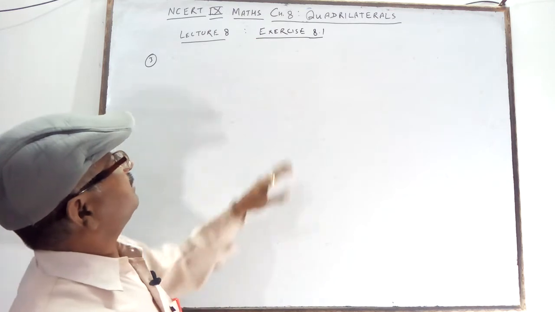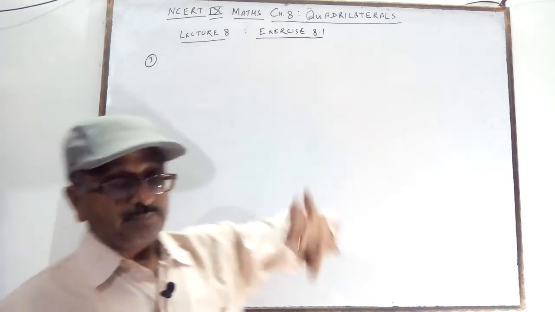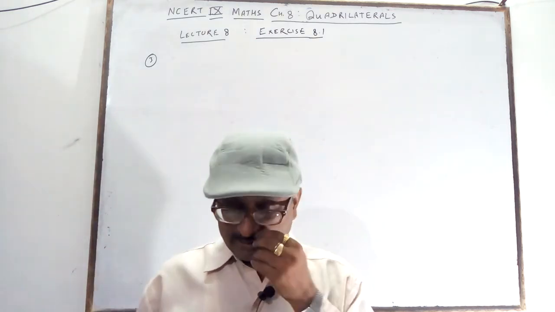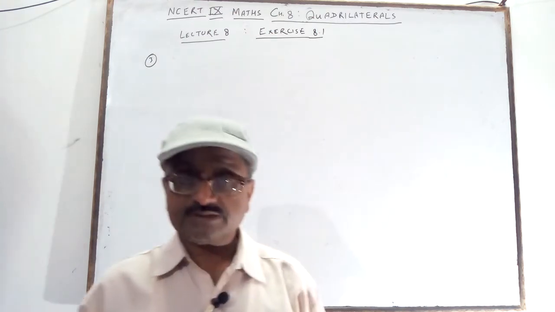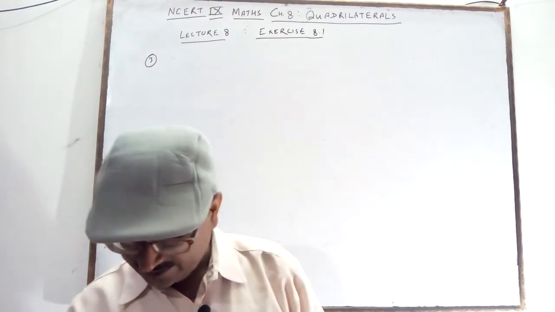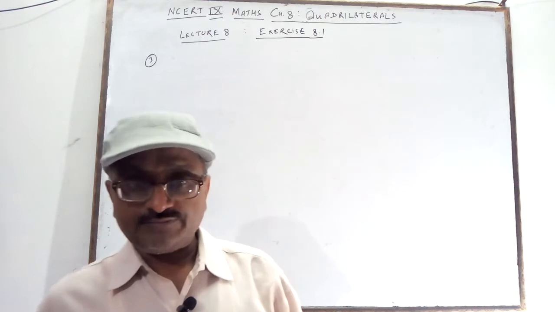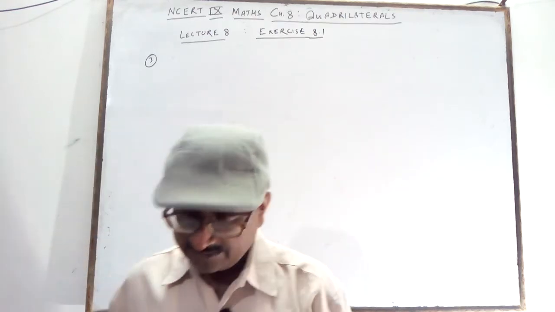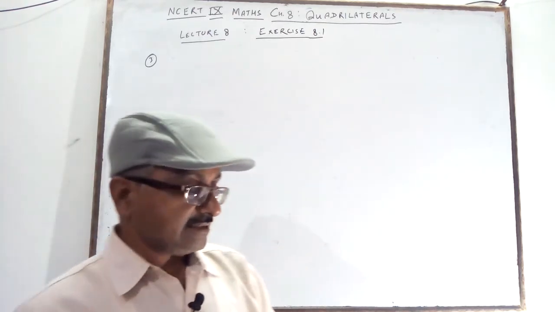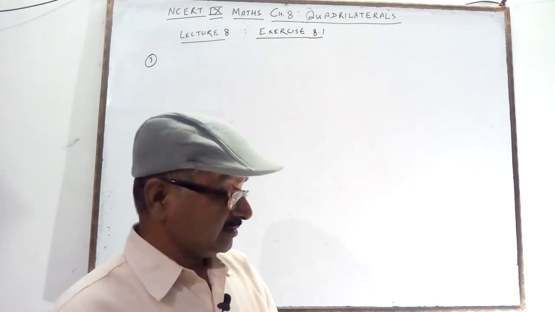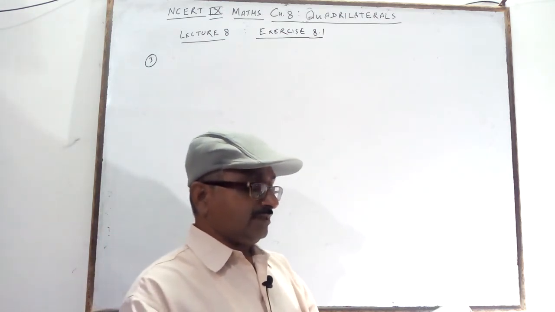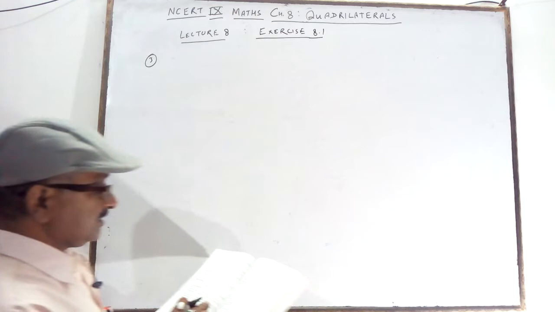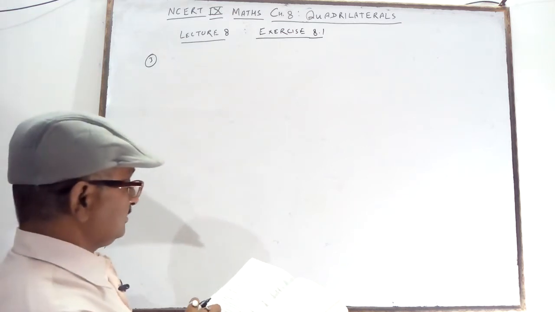In this chapter, in previous lectures I have explained some theorems and two questions of exercise 8.3. Now we'll see exercise 8.3 question number 3: if the diagonals of a quadrilateral bisect each other at right angle, then it is a rhombus.